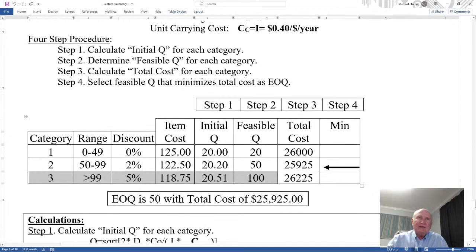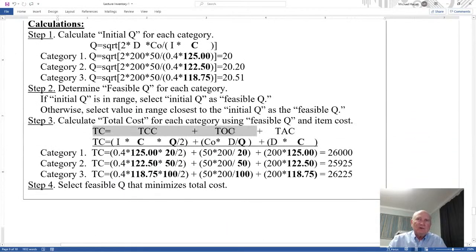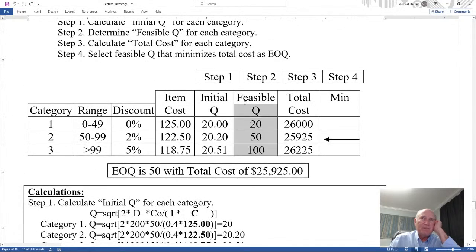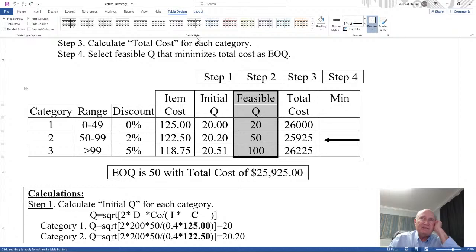Now, step 3. Step 3 simply says calculate the total cost for each category. If I calculate the total cost down here in step 3, it's going to be the carrying cost, ordering cost, acquisition cost. Coming through here, it's going to be I times C times Q over 2, plus C sub O times D over Q, plus D times C. Notice what I'm going to be using is the feasible Q. And let me come up here and bold this and go bam. If I order this feasible Q, and let me shade this in just a little bit.